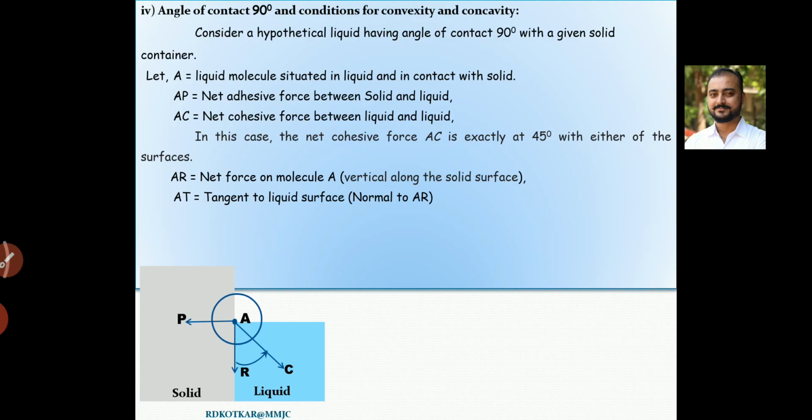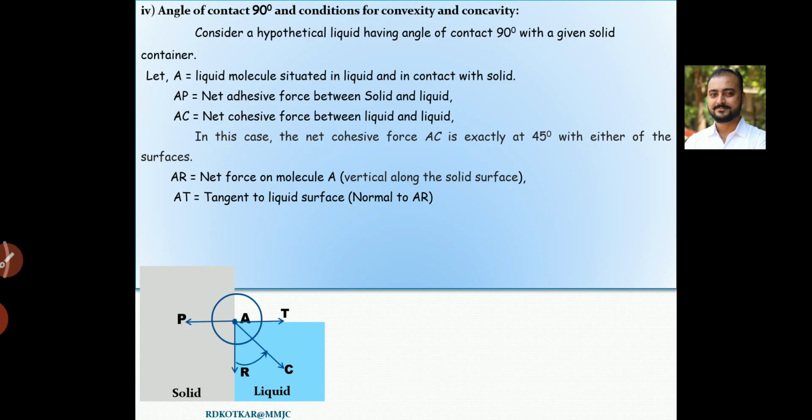Okay, so AT is the tangent drawn to the liquid surface, which is normal to AR, represented like this, perpendicular to AR or tangent to the liquid surface. In this case, theta is the angle of contact, which should be 90 degrees here, that is the angle in between the solid surface and the tangent drawn.